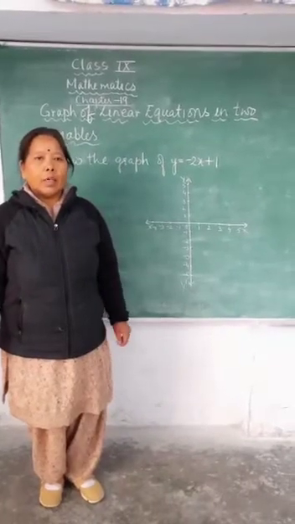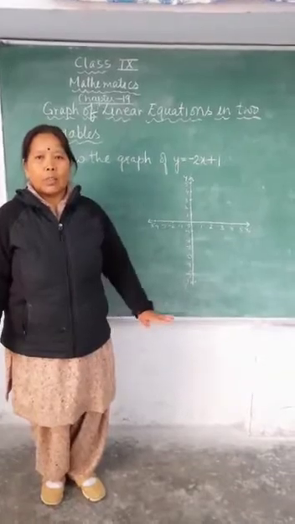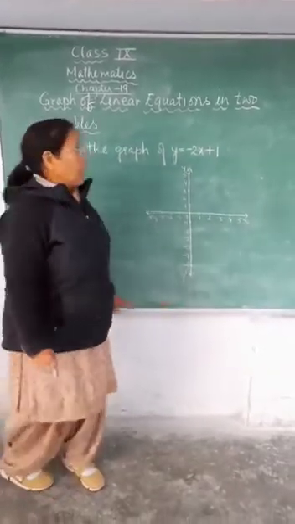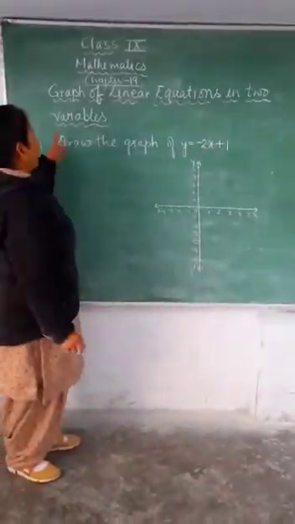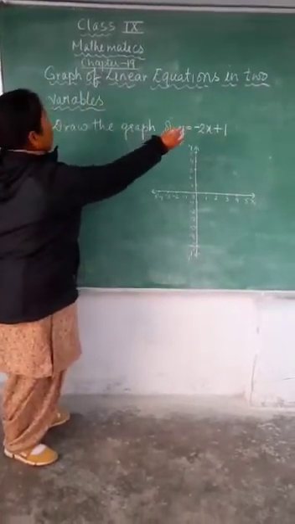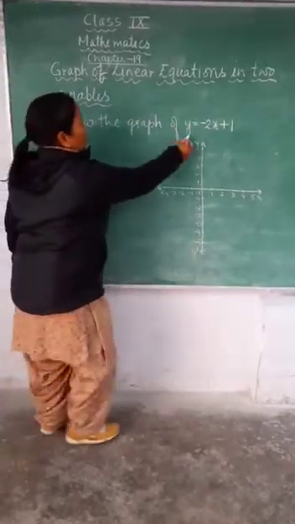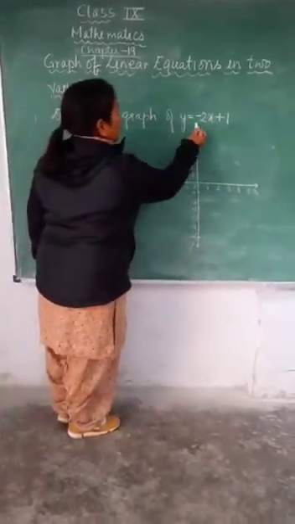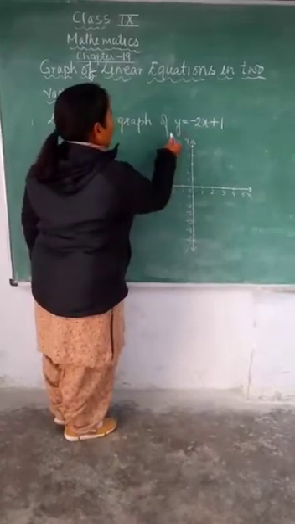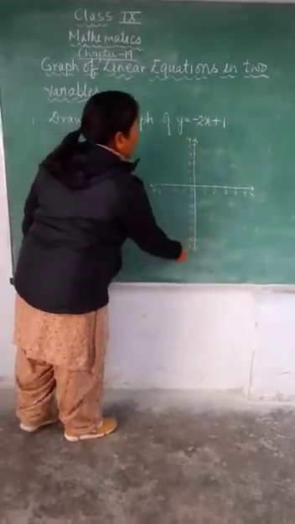Class 9. In this video, I am going to continue the same chapter, chapter number 19. And in this chapter, today I am taking the topic graph of linear equations in two variables. Now, if you see this linear equation, there are two variables x and y. So, how will we represent this linear equation on the graph paper?